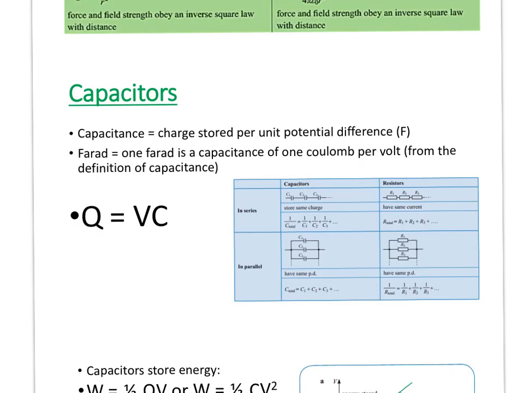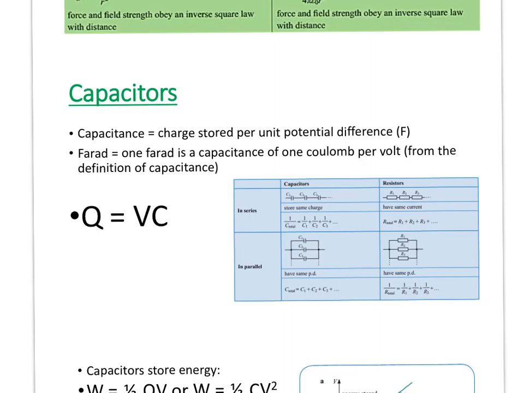Capacitance is defined as the charge stored per unit potential difference. Its unit is a farad, and the farad is defined as the capacitance of 1 coulomb per volt. And the charge is equal to the voltage times the capacitance.